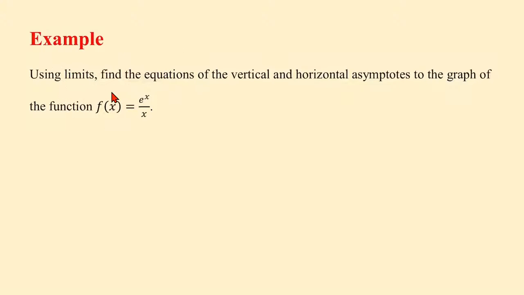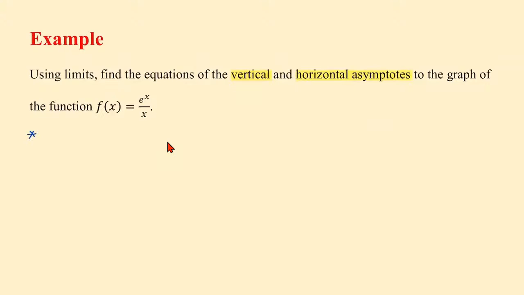Example: using limits, find the equation of the vertical and horizontal asymptote to the graph of the function f of x equal to e to the x over x. So here we are looking for the vertical and horizontal asymptotes to the graph of the function. And our function is f of x equal to e to the x over x.